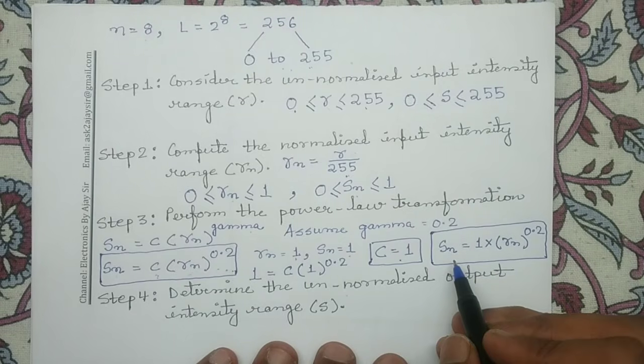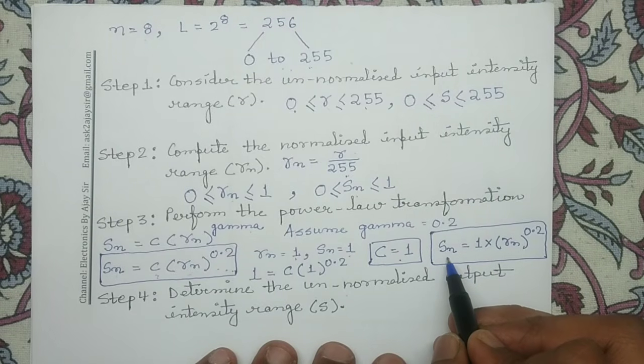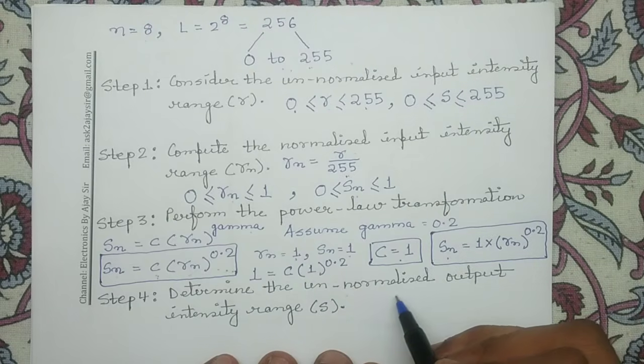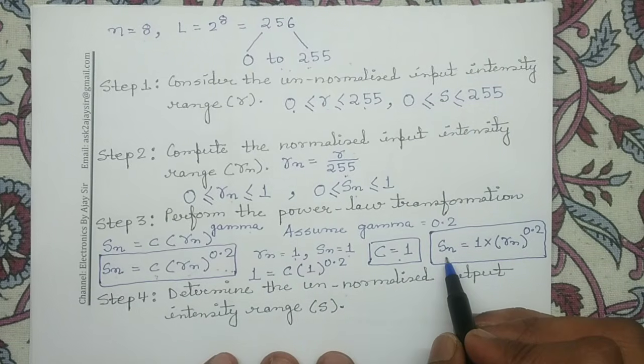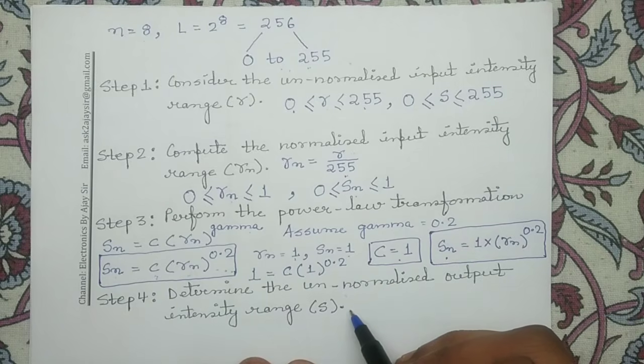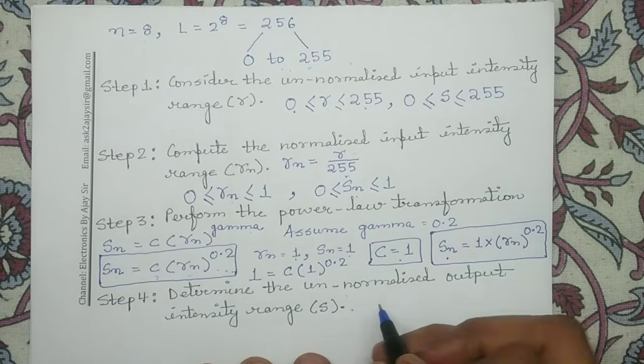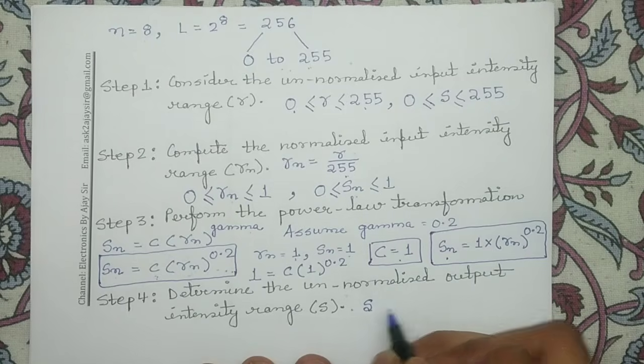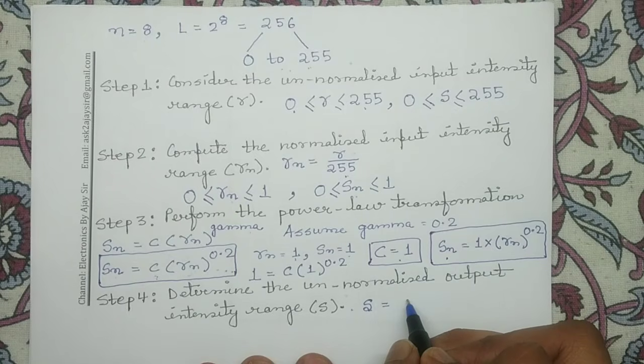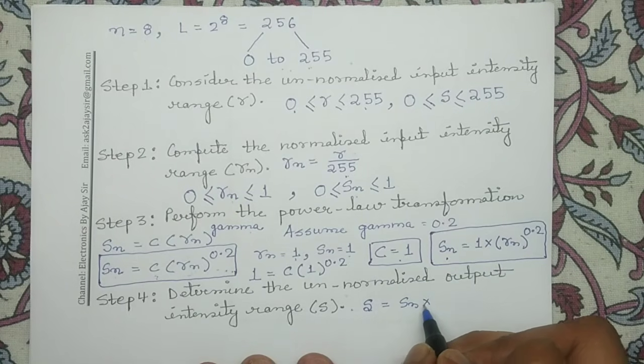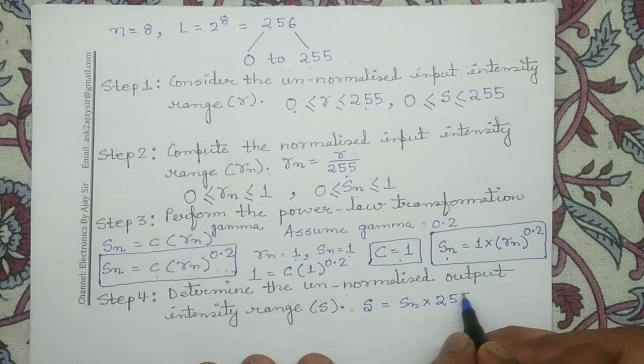After determining the value of normalized output intensity range Sn, in the last step, we have to convert this normalized output intensity range Sn into the unnormalized output intensity range S by performing the simple mathematical operation S equals Sn into 255.